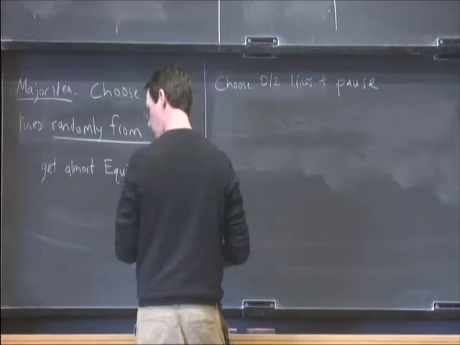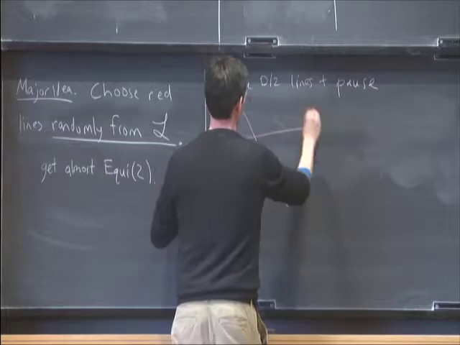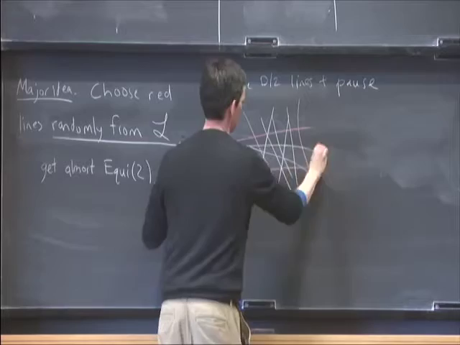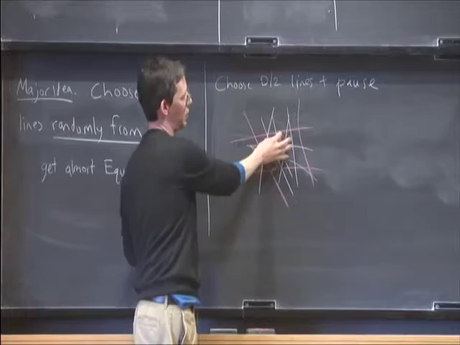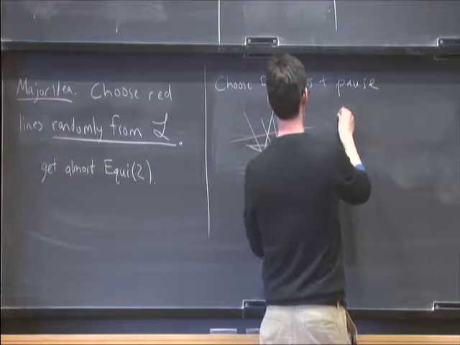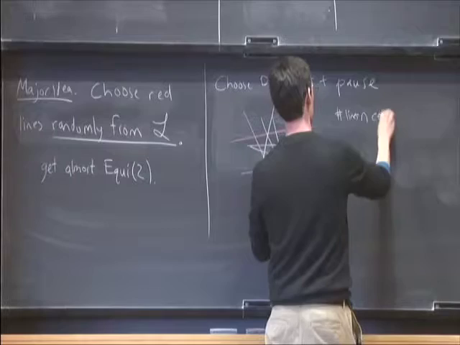So we've chosen some number of red lines, and there's a lot of other lines. And we look at one of the cells here, and we try to guess what is likely to happen to this cell when we choose the other d over 2 lines. So we'll look at the number of lines that intersect the cell. And depending on that, what will probably happen?